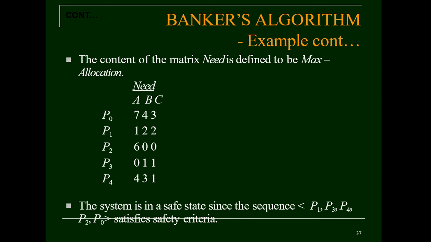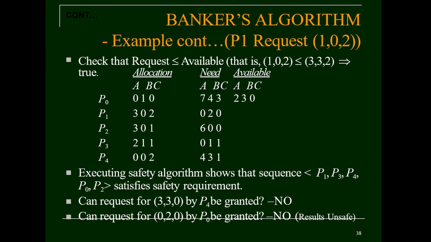So the system is in the safe state since the sequence P1, P3, P4, P2 and P0 satisfies the safety criteria. So if we follow the processes like this, P1, P3, P4, P2 and P0, then the system will be in the safe state. So the deadlock cannot occur in this. In this way, the Banker's algorithm can be used to find whether the system is in a safe state or not.